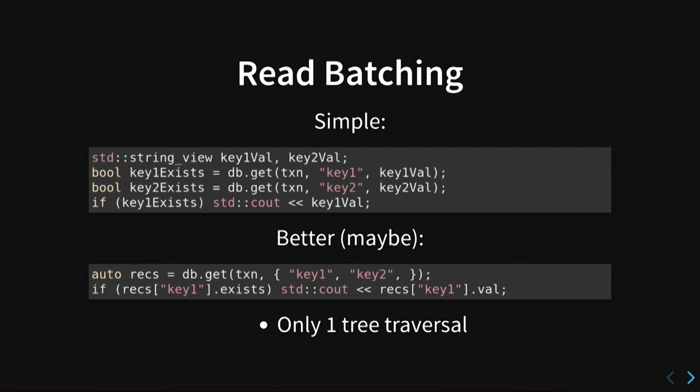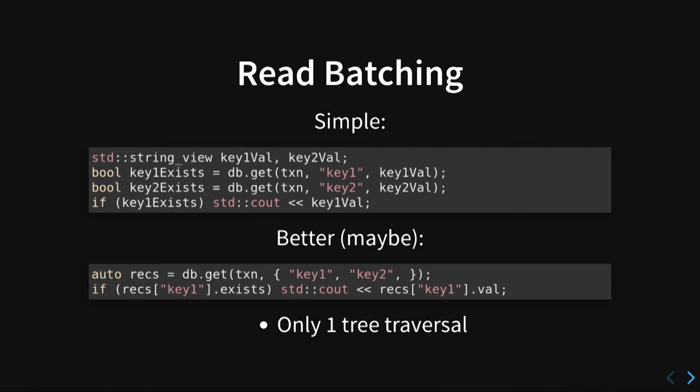Reads actually have a fairly similar property to writes, in that if you want to look up multiple items, you'll have to traverse the tree multiple times, right? So you can actually batch reads as well with this get. You can pass it a std set or something like that of strings, and it will look this up in one traversal.